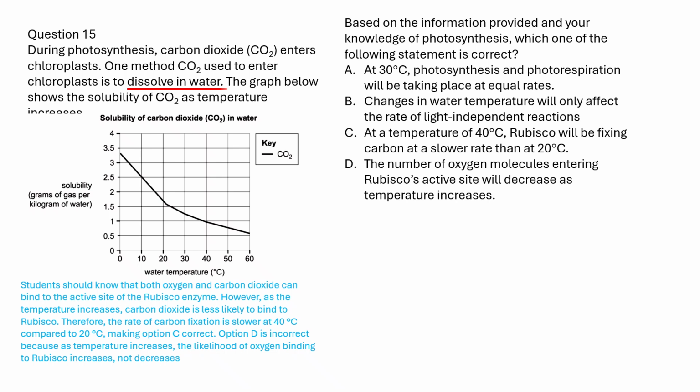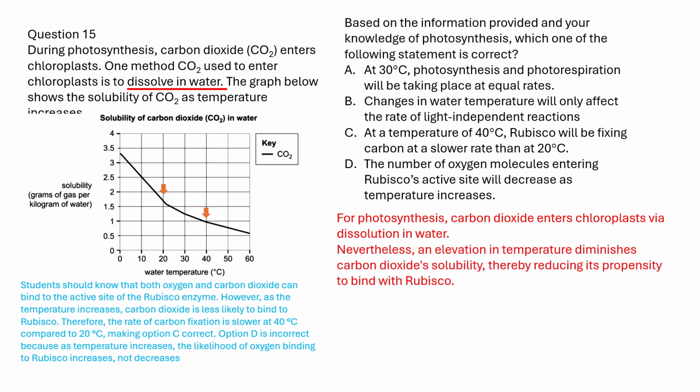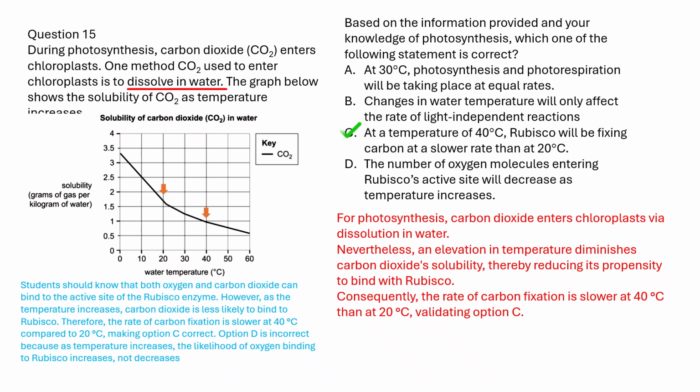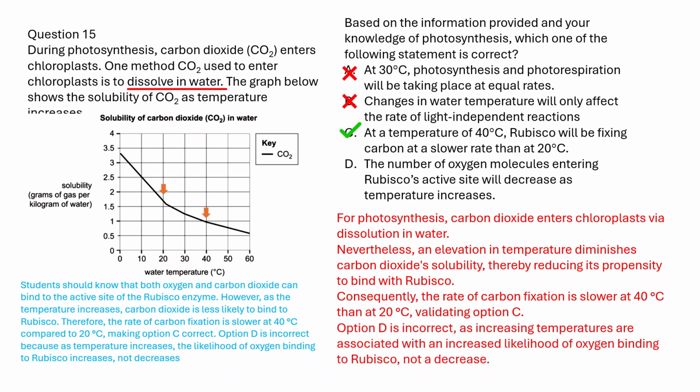For photosynthesis, carbon dioxide enters chloroplasts via dissolution in water. Nevertheless, an elevation in temperature diminishes carbon dioxide's solubility, thereby reducing its propensity to bind with rubisco. Consequently, the rate of carbon fixation is slower at 40 degrees Celsius than at 20 degrees Celsius, validating option C. Option D is incorrect, as increasing temperatures are associated with an increased likelihood of oxygen binding to rubisco, not a decrease.